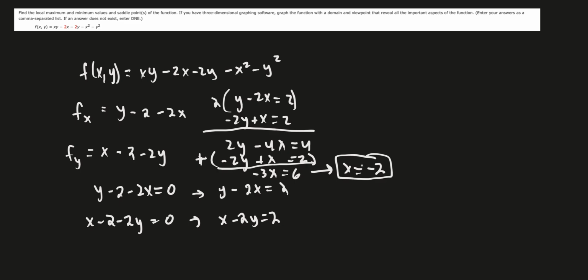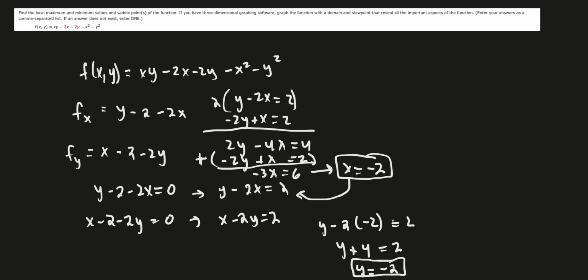We can take this value of x and plug it back into one of these equations. So I'll plug it back into this equation. That gives you y minus 2 times negative 2 is 2, which is y plus 4 is 2, which gives you y is negative 2. So that's your y value, that's your x value. So we have our critical point, the critical point of negative 2, negative 2. That's the critical point that we get.